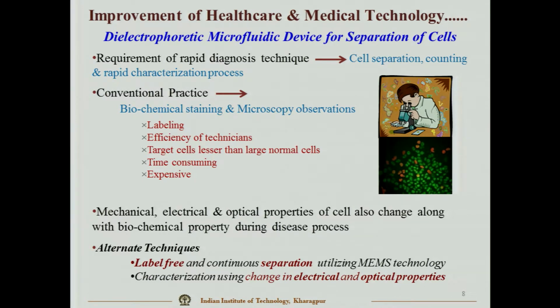The dielectrophoretic microfluidic device for the separation of the cells. Here, as I told, you take the samples or the cells, do the cell culture, then you go for the fluorescence antibody antigen reaction, fluorescent tagging and see under the microscope. This is the whole conventional process. Instead of that I will use a label free and continuous separation technique using MEMS technology to characterize the electrical and the optical properties.